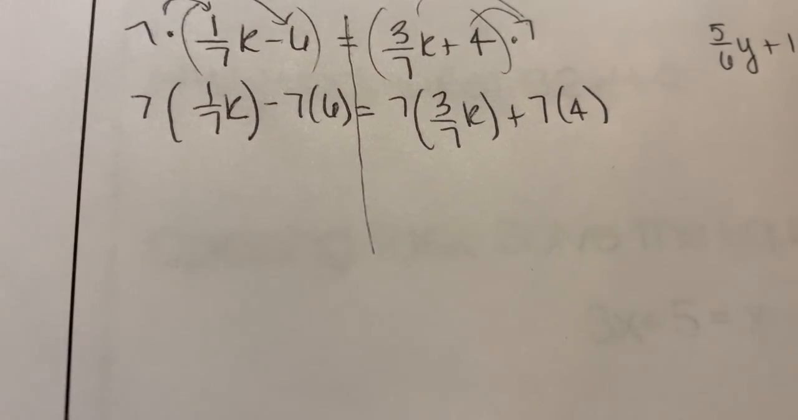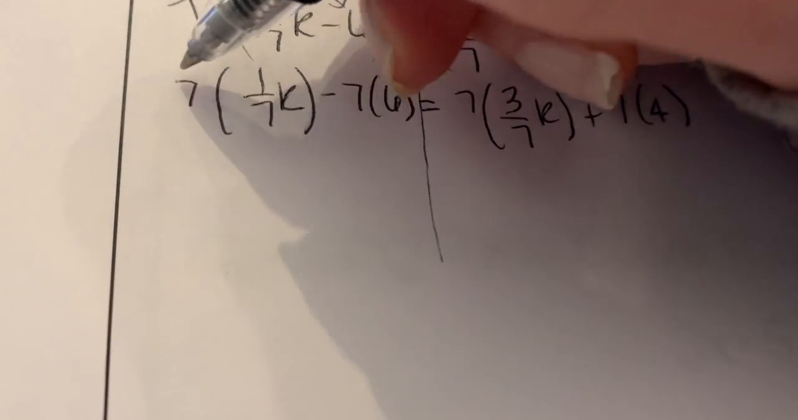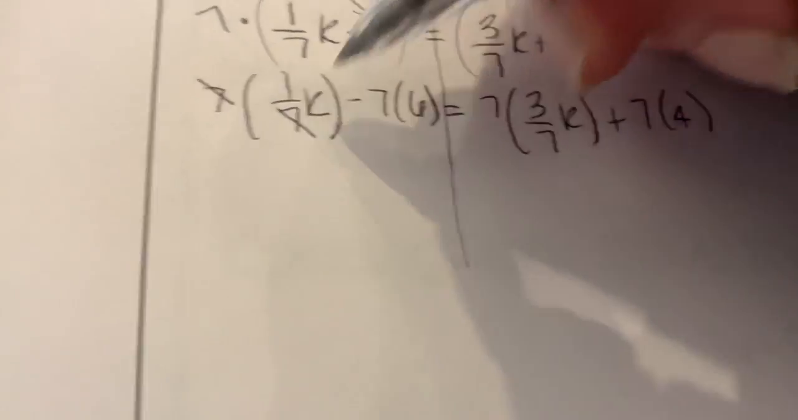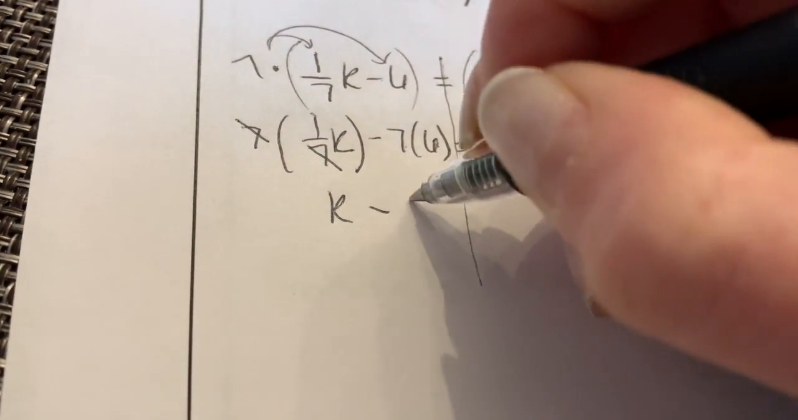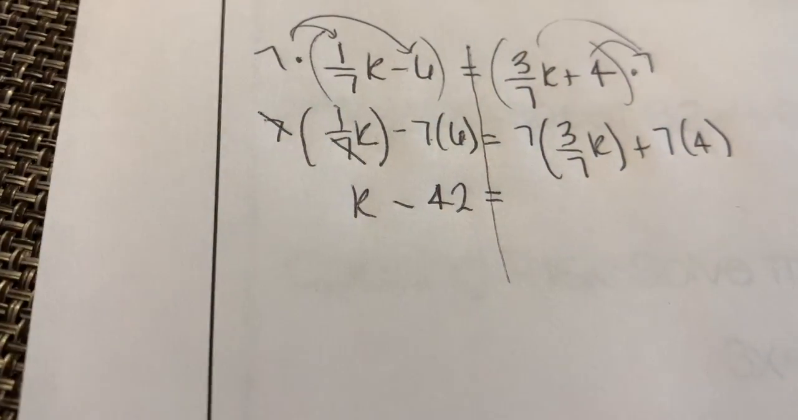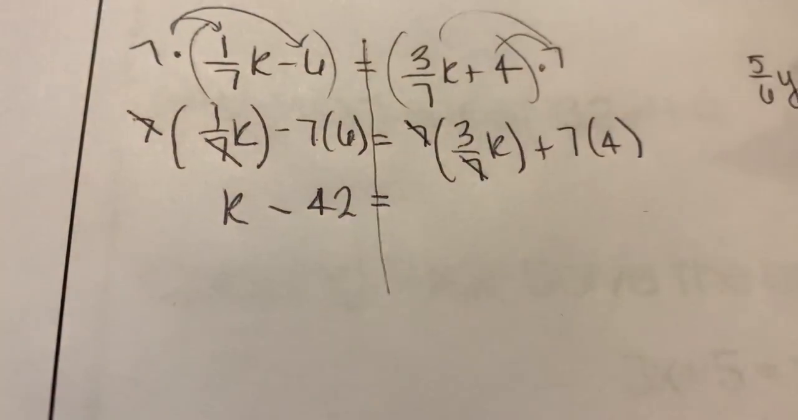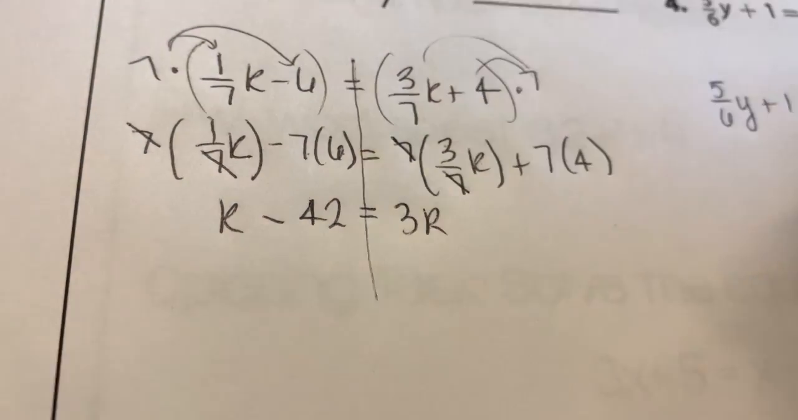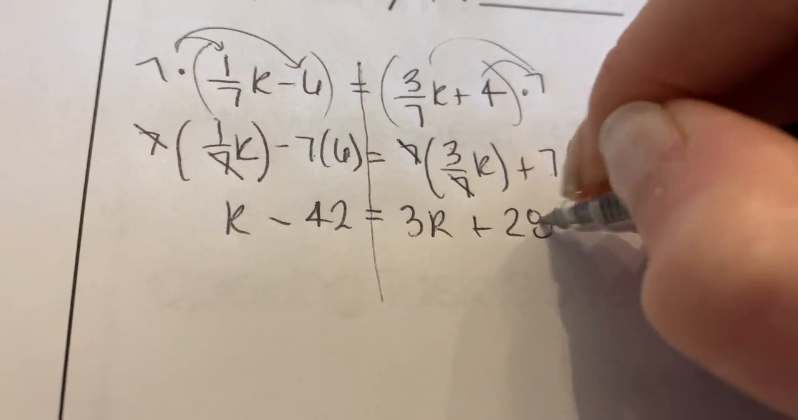Okay? And now we're just going to use my trick to cancel things out. Okay? So 7 and 7 cancel out. 7 goes into 7 once, 7 goes into 7 once. It's just 1k left, which is the same as k. Minus 7 times 6 is just 42. Look how much nicer the side is now. Okay, and now on this side of our equation, 7 goes into 7 once, 7 goes into 7 once. I'm left with 3k plus, and now 7 times 4 is 28.